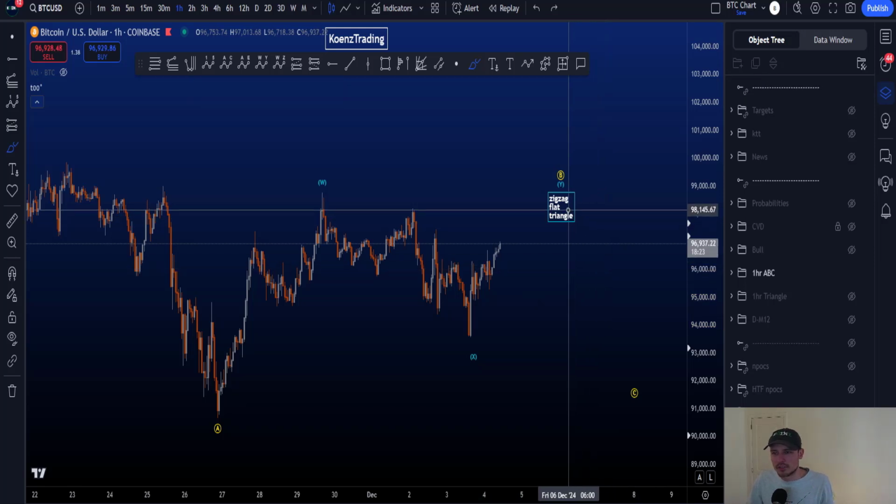Now, alternatively, for a flat, we need wave Y to be a zigzag structure.